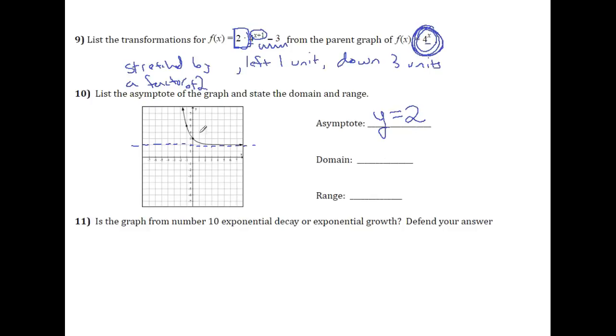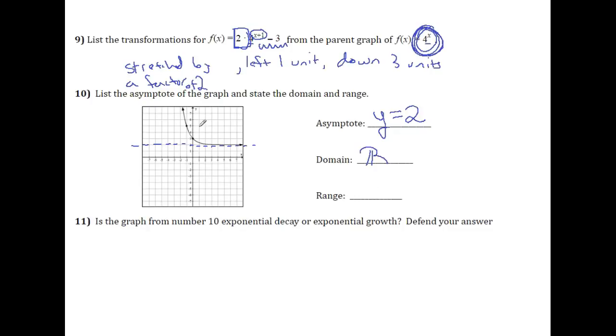As far as the domain goes, I can go right forever. And as I go to the left, it looks like maybe I can't go to the left forever, but you really can. There's not a value for x you can't plug into this function. So that domain is pretty much always all real numbers.